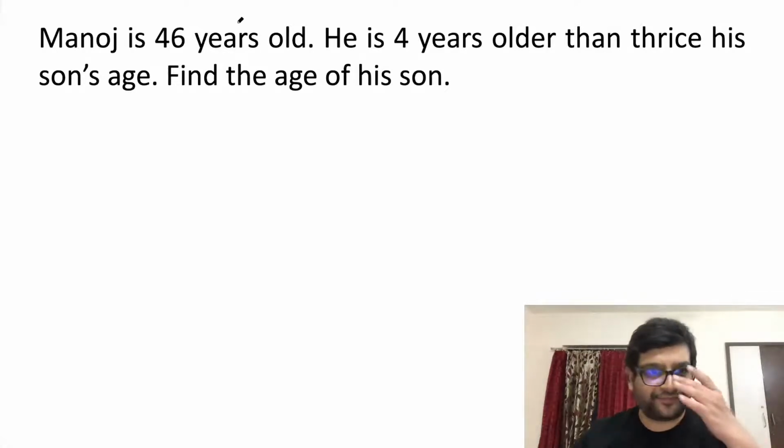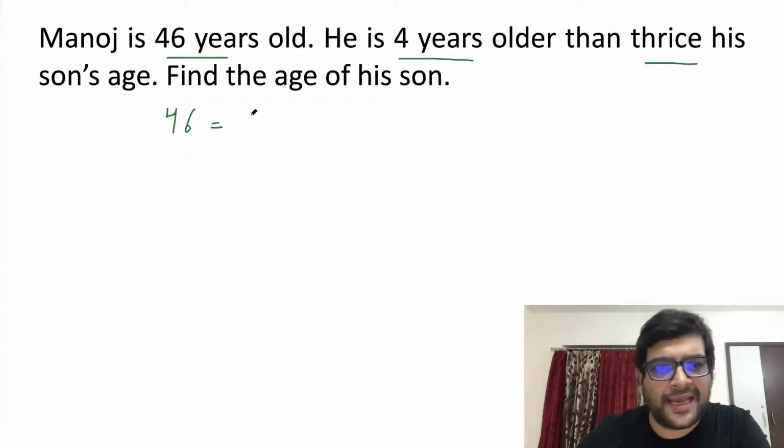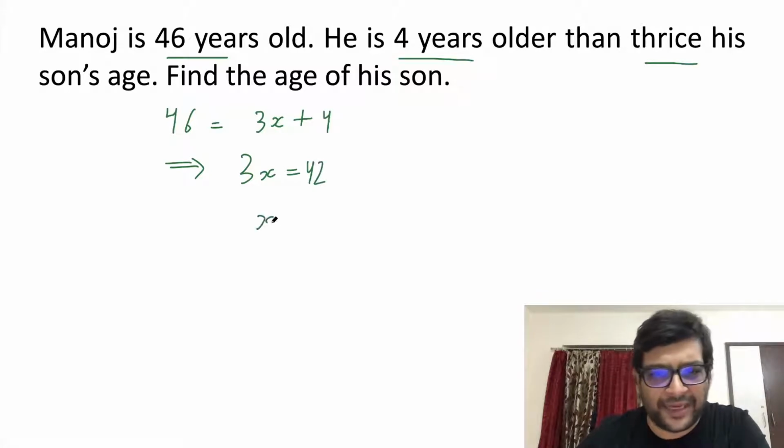So let's check. Manoj is 46 years old. He's 4 years older than thrice his son's age. So the equation will be 46 equals, son's age, suppose that is x, thrice of that plus 4 is what Manoj's age is. So 3x is 42 and x is 14.